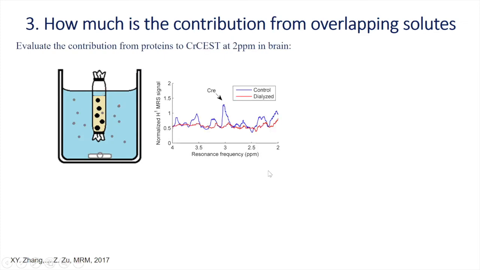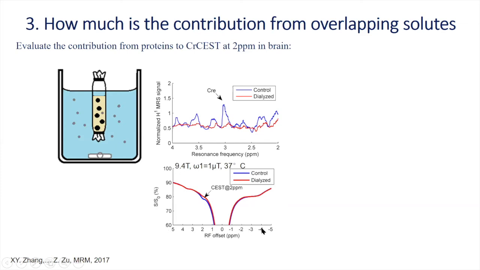And we have evaluated the molecular origin of CEST using this model. So here we have measured the MRS on this dialysed tissue homogenate, the red line, and the control tissue homogenate, the blue line. So we can find that after dialysis, the creatine signal decreased greatly. This suggests the success of the dialysis method.